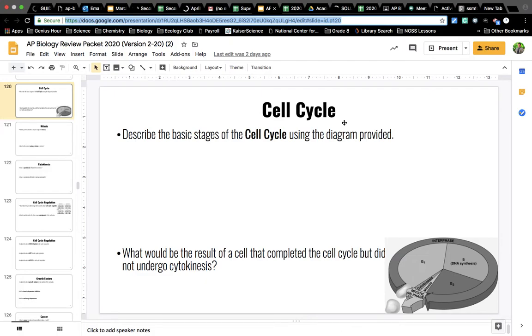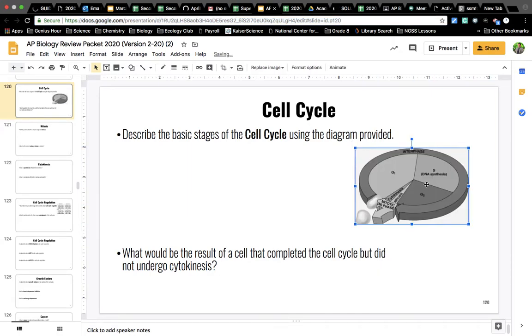Okay, describe the basic stages of the cell cycle using the diagram provided. So this is your basic cell cycle diagram here at the bottom. We know that most of the cell's life is spent in a phase called interphase, and only a short period of the cell's lifespan is actually spent going through mitosis or cell division.